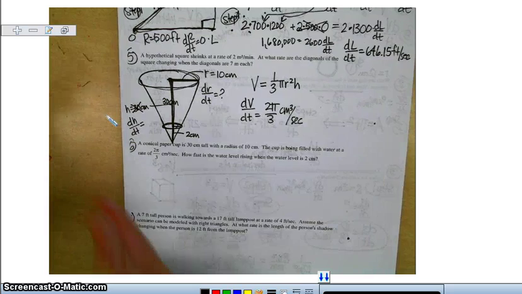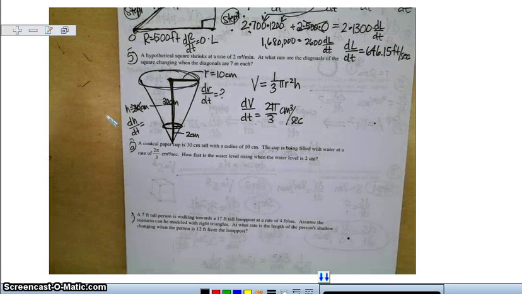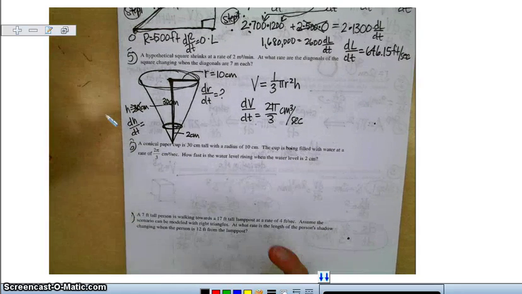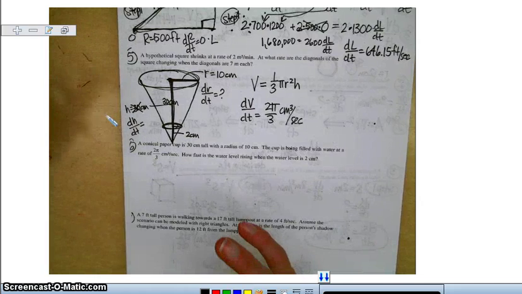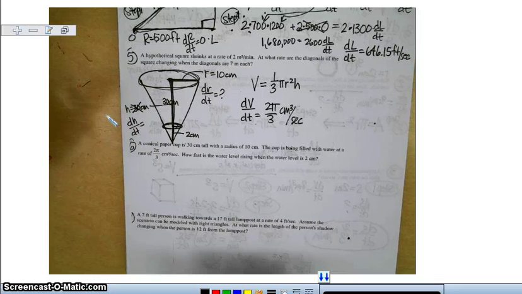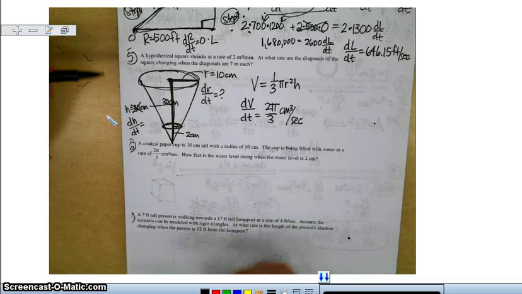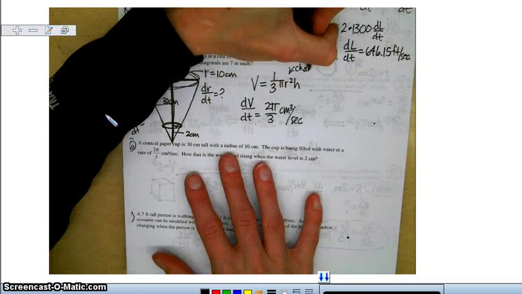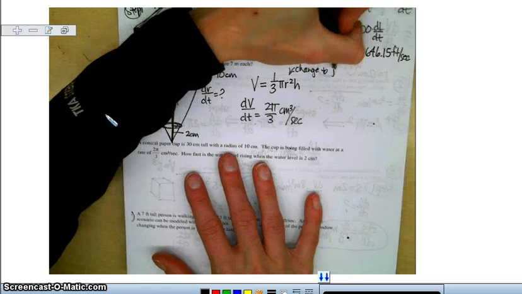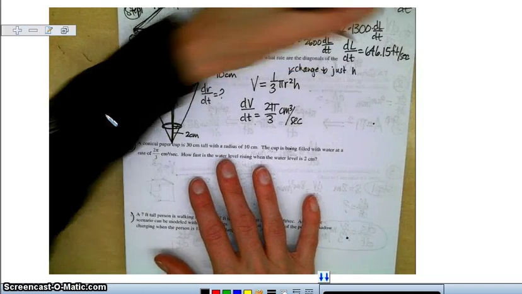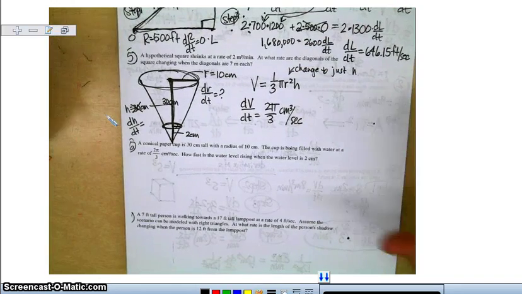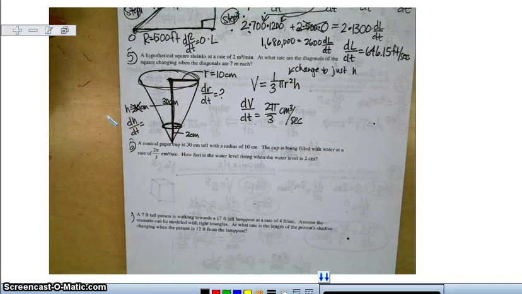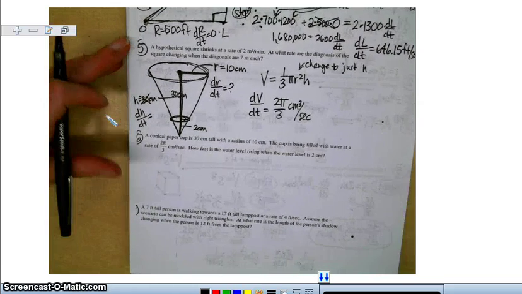So whenever you're dealing with a cone, a triangle type problem, there's a little relationship that you have to do, and you learned about similar triangles in geometry. Do you remember similar triangles in geometry? So what I can do to relate the r and the h, basically I want to change it to just h instead of r and h, and then take the derivative.